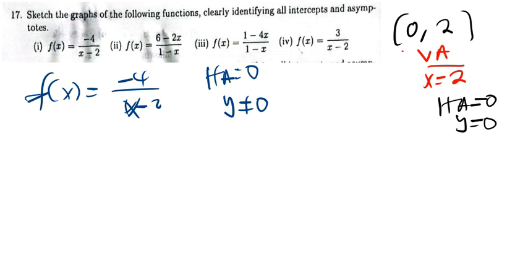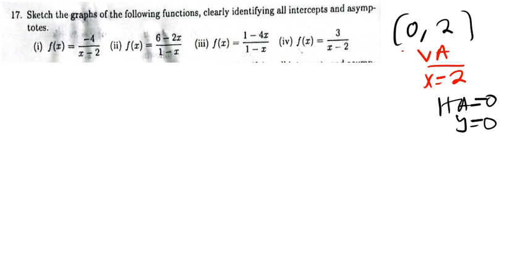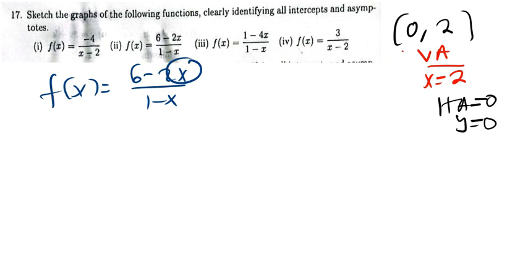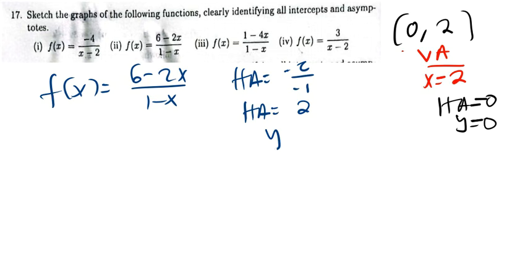Next, if I have a function like the second one here, 6 minus 2x divided by 1 minus x. On top here I've got x to the power 1, down here I've got x to the power 1. So the degree of the powers of x on the denominator is the same as on the numerator. Therefore, you just divide the coefficients. So the horizontal asymptote will be negative 2 over negative 1, the coefficients of x. So the horizontal asymptote in this case is 2. If you're finding the range, you say y should not be equal to 2. As simple as that.